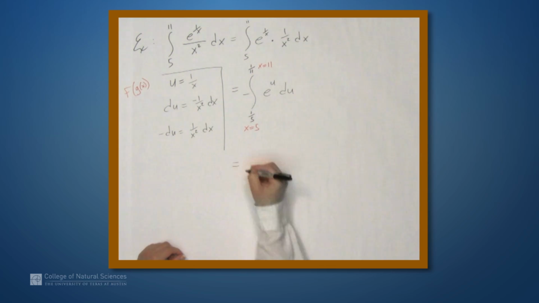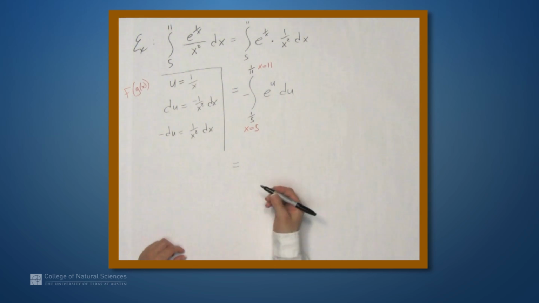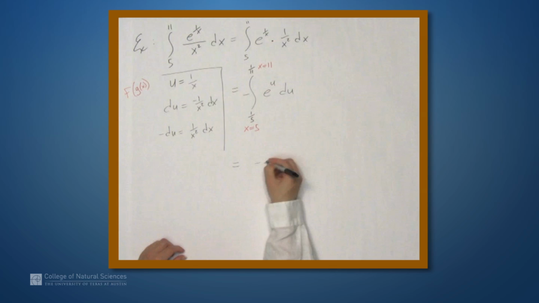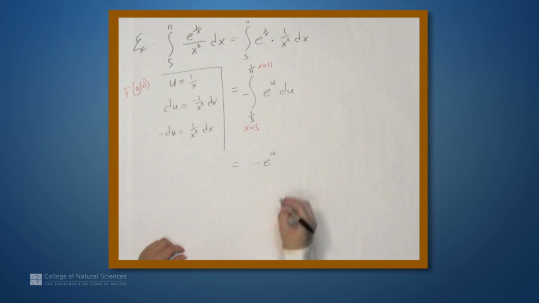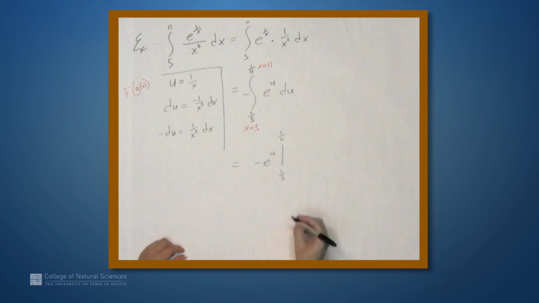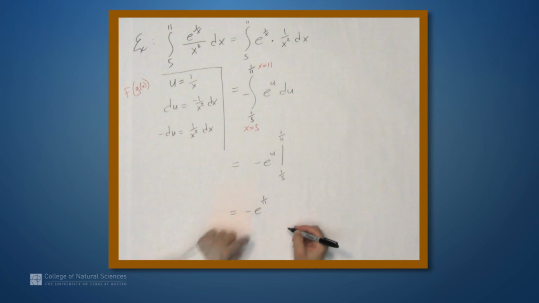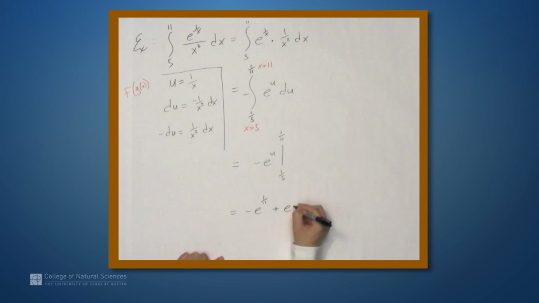So let's keep going. We now have, well, we know what the antiderivative of e to the u is. It's just e to the u. So we get negative e to the u, and this is evaluated between 1/5 and 1/11. So this becomes negative e to the 1/11 minus negative e to the 1/5, but the two minuses cancel, so we get plus e to the 1/5. So this is our answer.